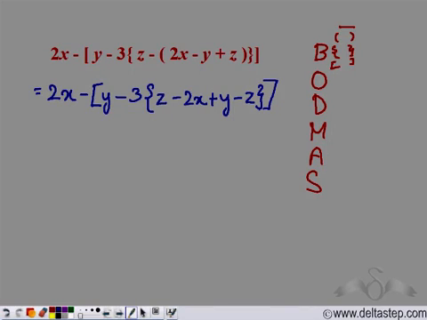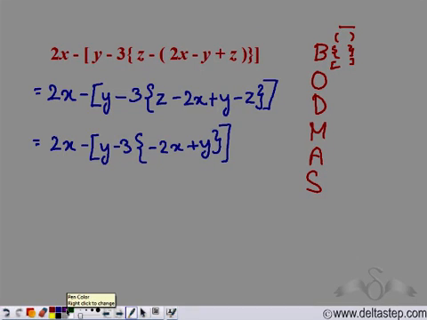Next comes the curly bracket. So we consider this part. Now we see that in this part we have z and minus z. So these two cancel out. So let us cancel out these two. Whenever we have like terms, we first combine the like terms. So z minus z cancels out. We have negative 2x plus y here.